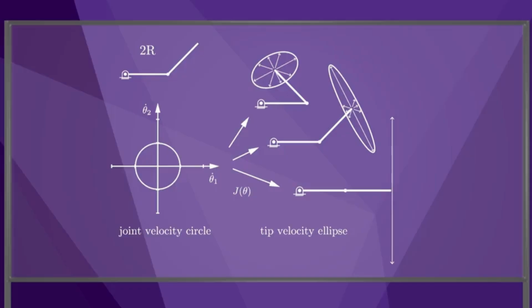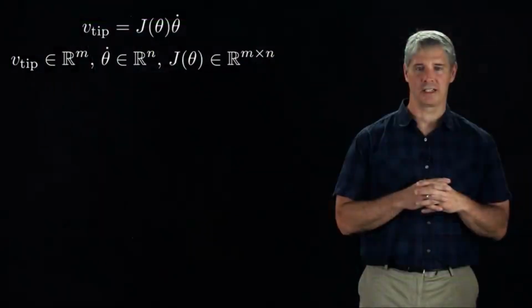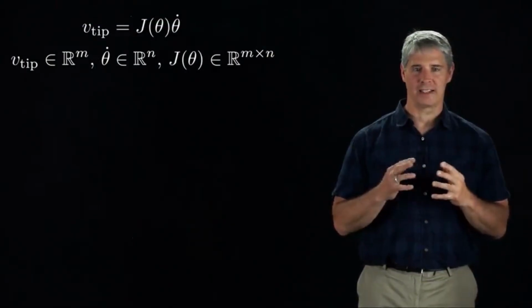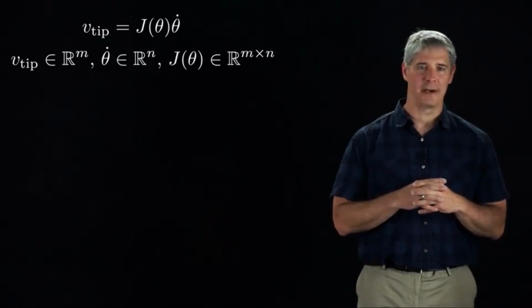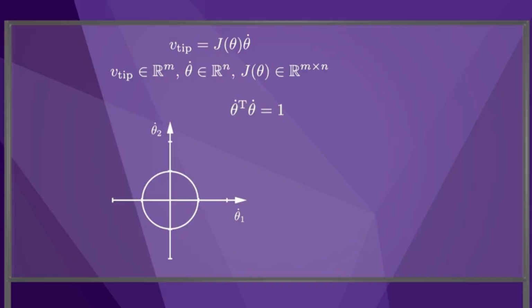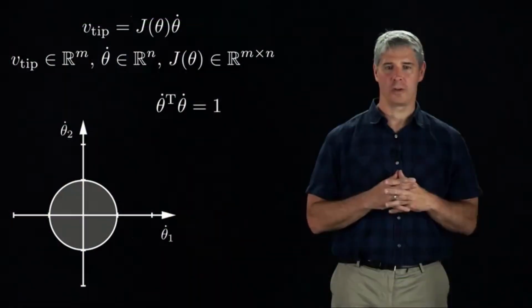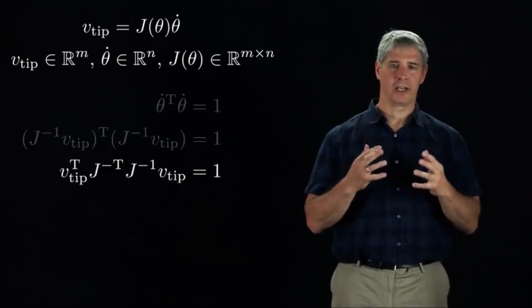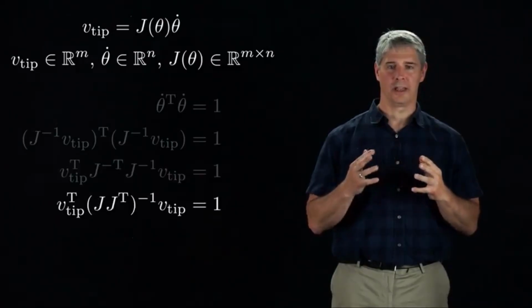To derive a general expression for the end effector velocity ellipsoid, let's begin by assuming the end effector's velocity is represented as the m-dimensional vector v-tip. The robot has n joints, so the Jacobian is an m by n matrix. A sphere of joint velocities, like the circle shown here, is defined by the equation theta dot transpose times theta dot equals 1. If we assume the Jacobian is invertible, which is not strictly necessary, then we can rewrite the equation as shown here. Rearranging, we get this, and rearranging once more, we get this.